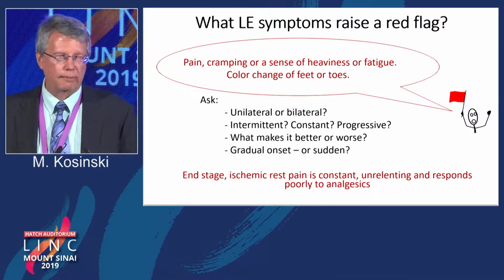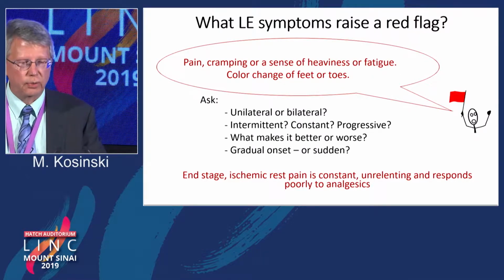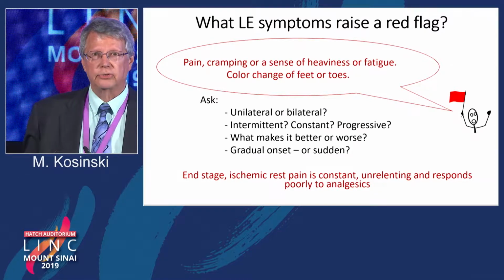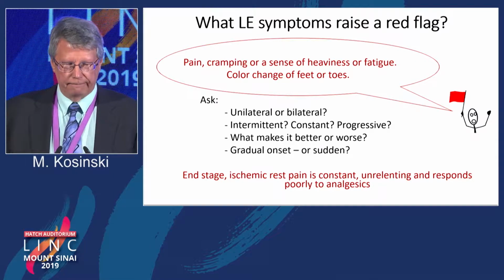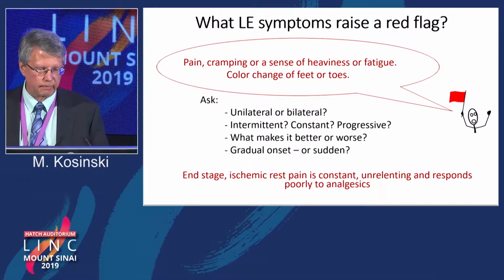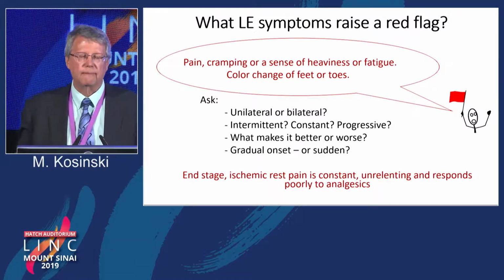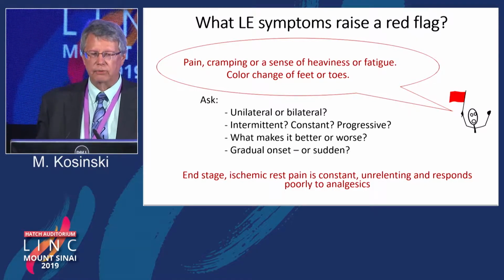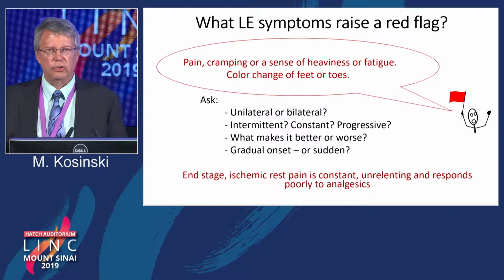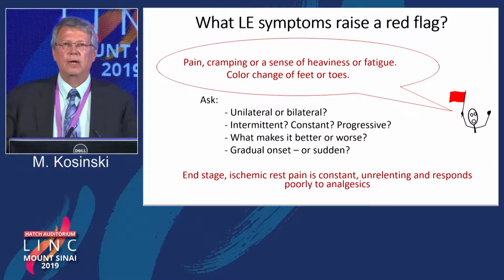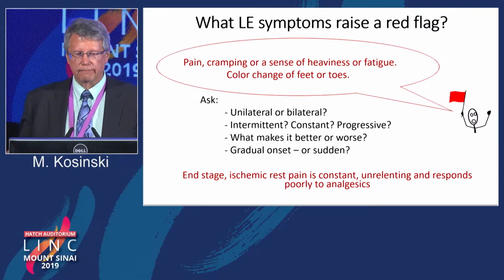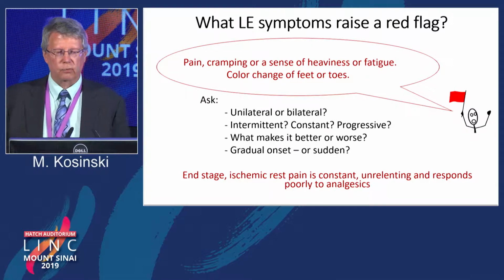So what lower extremity symptoms that patients will present to you with will raise a red flag in terms of them having peripheral arterial disease in general, and something that we need to follow up on with a vascular consult and further non-invasive or invasive testing. Patients with pain or cramping or sense of heaviness or fatigue in the lower extremities, color changes in the feet or the toes. And if that's the case, then you follow up with pertinent questions such as, is it unilateral or bilateral? Is it intermittent or constant or progressive? What makes it better or worse?